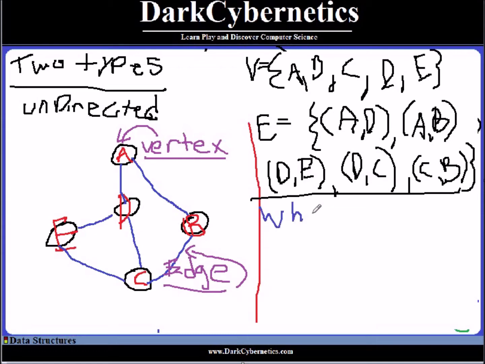We can ask a general question about a graph. Suppose we were in the center of the graph. We were on node D. We could ask the question, what are all the reachable nodes from D, or all the reachable destinations from D? Okay, let's write that in here.